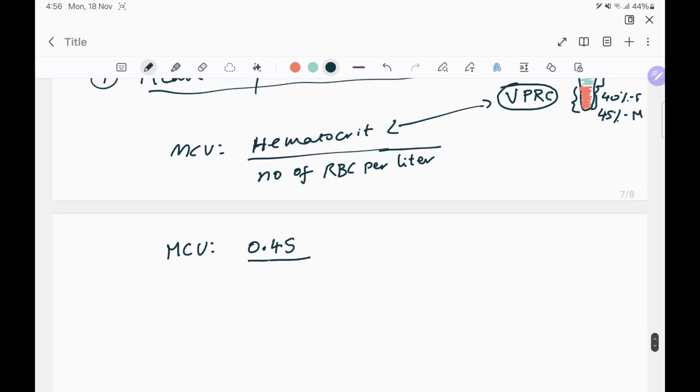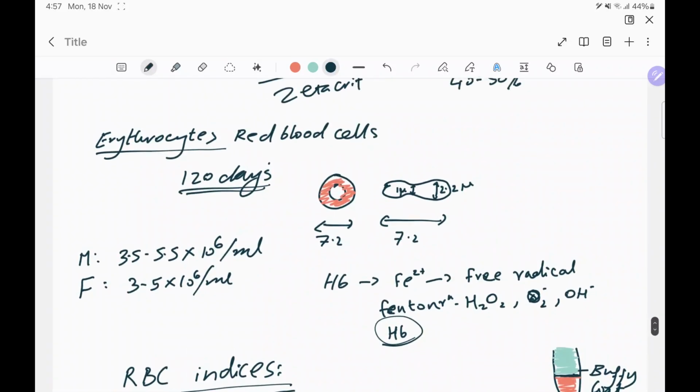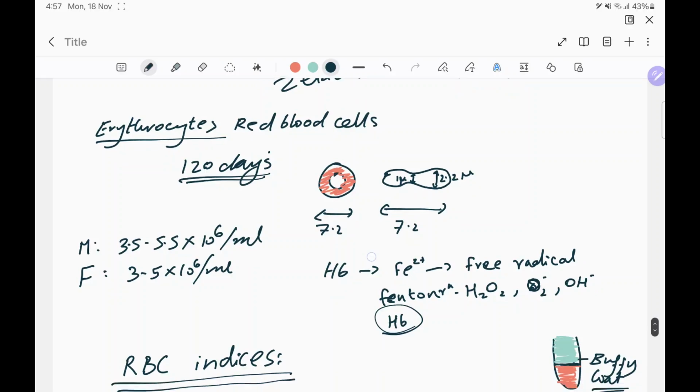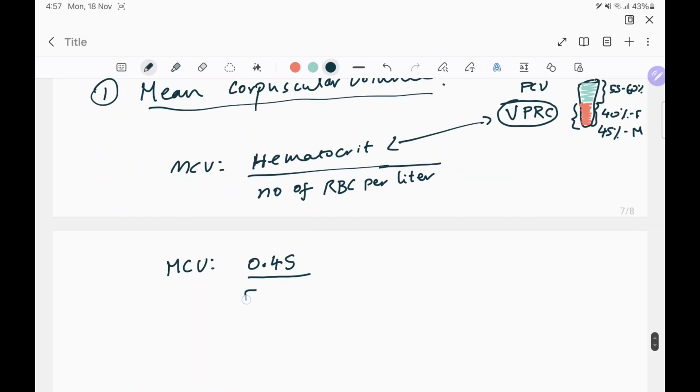So here, hematocrit divided by the number of red cells per liter. You remember in men it was between 3.5 to 5.5 million per ml. So let's say it is 5 million per ml. So how much is that in liters? It's like 10 to the power 6 into 10 to the power 6 again, because that's in ml, and then you get the liter over here. So that gives you 0.45 divided by 5 into 10 to the power 12.